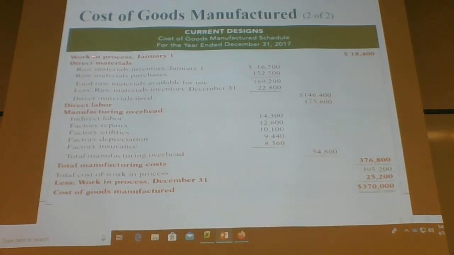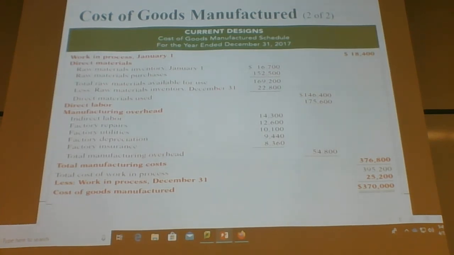We also had some raw materials of $16,700 at the beginning of the year. Throughout the year, we purchased raw materials totaling $152,500. If we add those two figures together, we come up with $169,200. We call that total raw materials available for use.